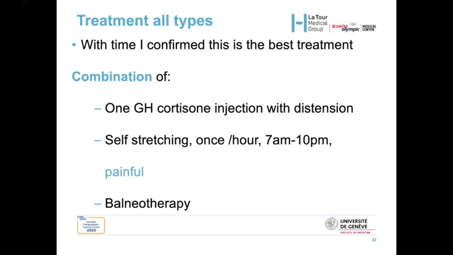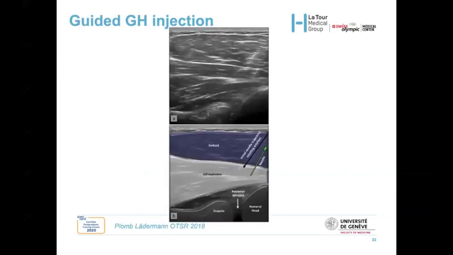Self-stretching, and I ask my patient to stretch once per hour from 7 a.m. to 10 p.m. And when you stretch, actually this is something that is painful, but it's only 20 seconds. You cannot compare this kind of stretching with half an hour of stretching with a physiotherapist. If you stretch for 20 seconds, 2 or 3 minutes later, the pain vanished, and then you can redo it 1 hour later. And then balneotherapy. So guided injection, there are a lot of questions about it.